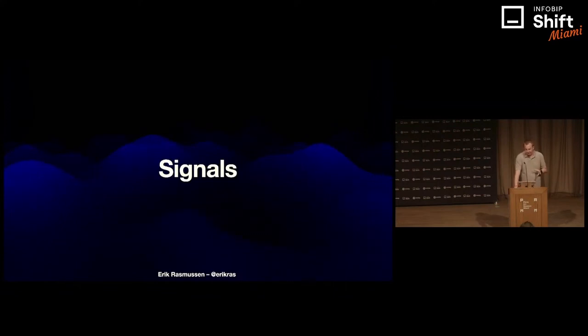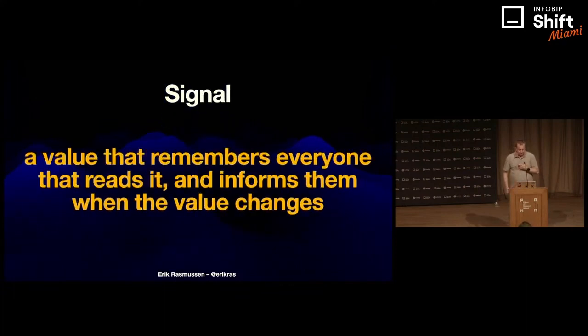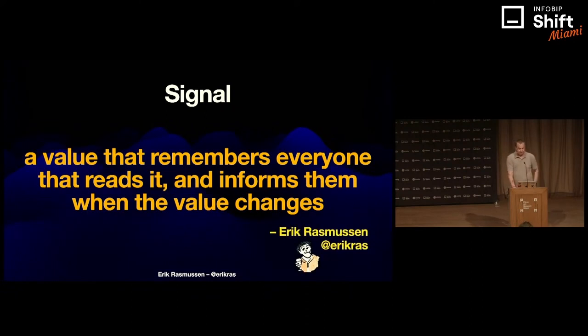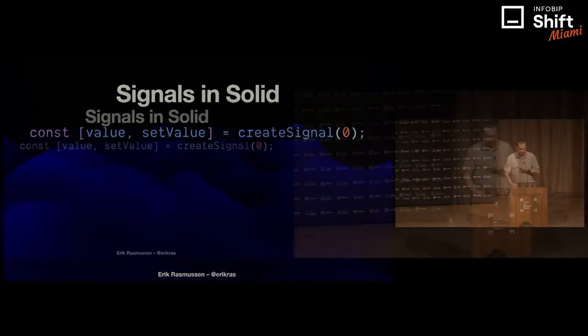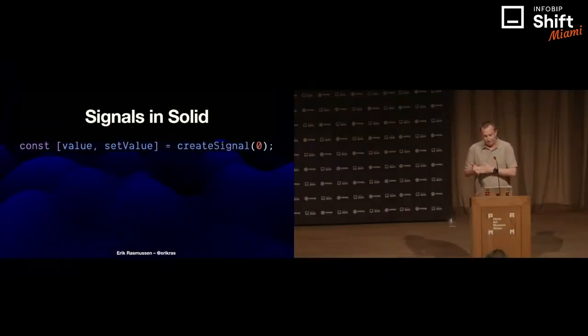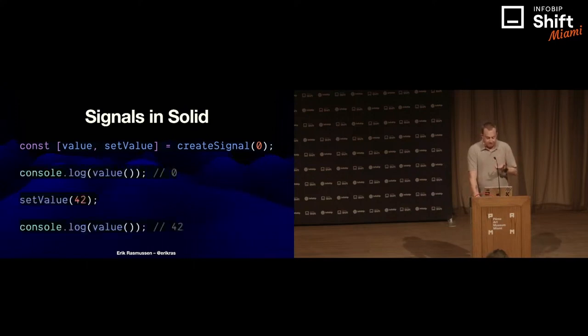This word has been flying around a lot lately, even though it's nothing new. What even is a signal? A signal is a value that remembers everyone that reads it and then informs them when the value changes. I couldn't find an authority figure to quote, so just take it from me. The way signals work in Solid is with a createSignal function. Now, to a React developer, this should look extremely familiar because it looks just like useState. You give it a default value, and then you get a tuple of your value and your setter. And then you can print out the value, you can set the value, and you can read the value again.